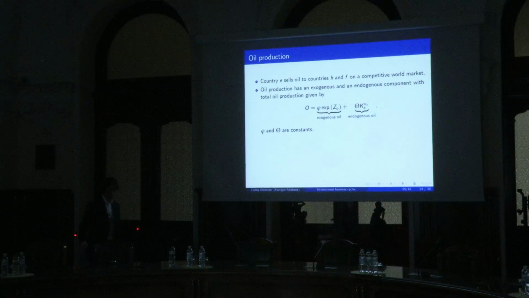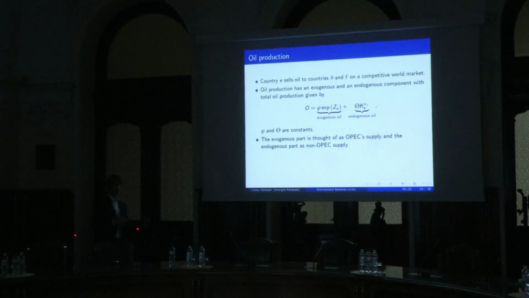And we're going to assume that there is an exogenous part to the oil supply and an endogenous part. So this is oil supply. Here's something that moves around exogenously. And this is an endogenous part. So you can see that with capital, they can adjust how much oil to produce. And these objects here are just constants. Now, the reason for having the exogenous part, this is thought of as OPEC's oil supply. And the endogenous part is then thought of as non-OPEC supply.